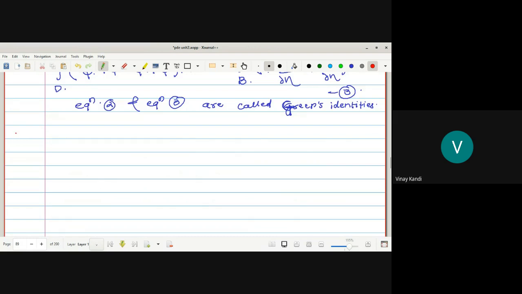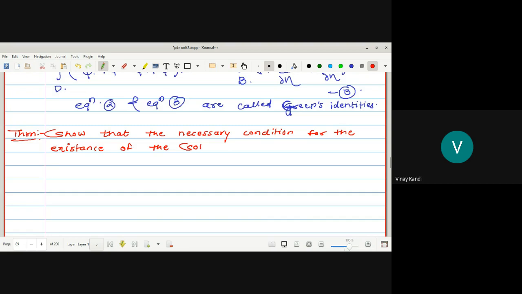The next theorem, a small theorem: show that the necessary condition for the existence of the solution of the Neumann problem is that the integration on the boundary B of the function f should vanish.